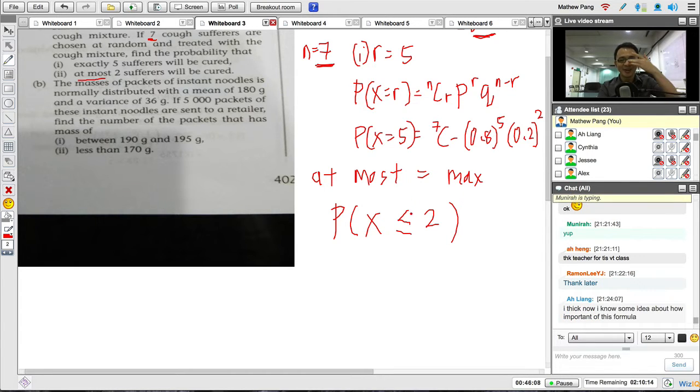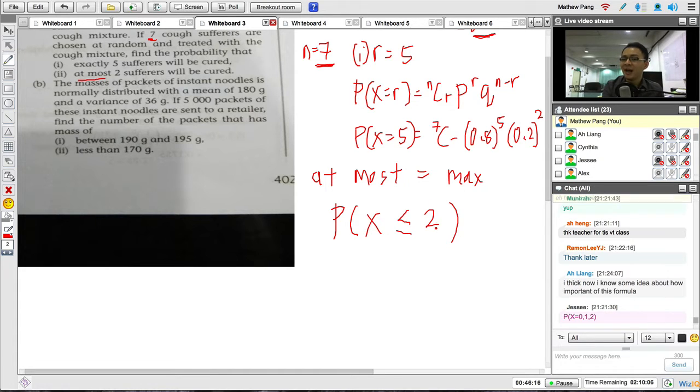Okay, let me continue. Alright, so now he said at most 2 sufferers will be killed. So that means the maximum is 2 sufferers will be killed here. So this one means I always need to plus from 0, because it is less than or equal to 2, right? I got 0 here, I got 1 here, and then of course I got 2 here.